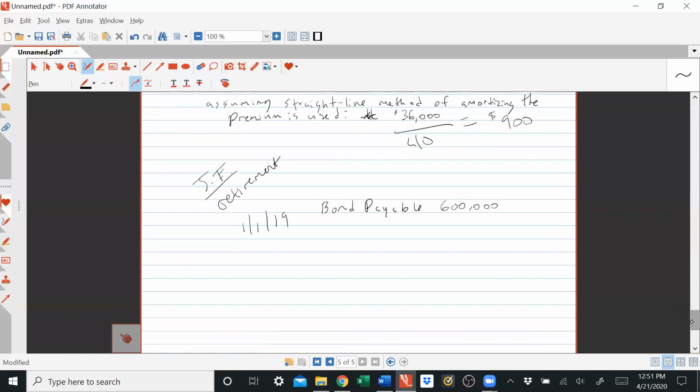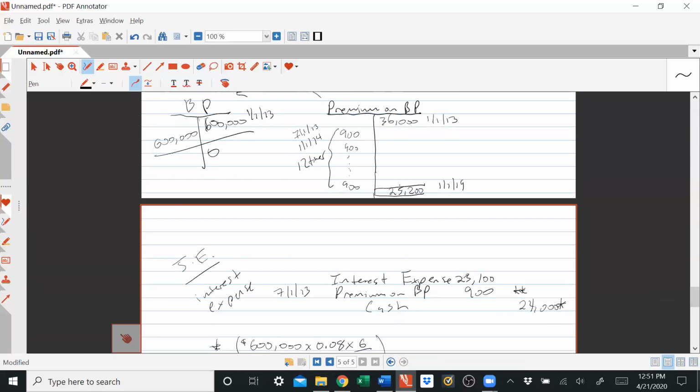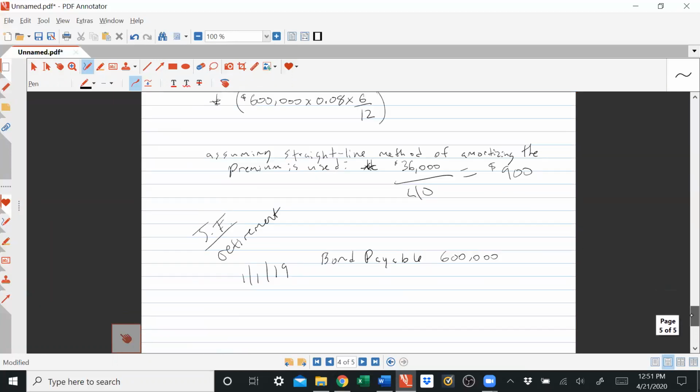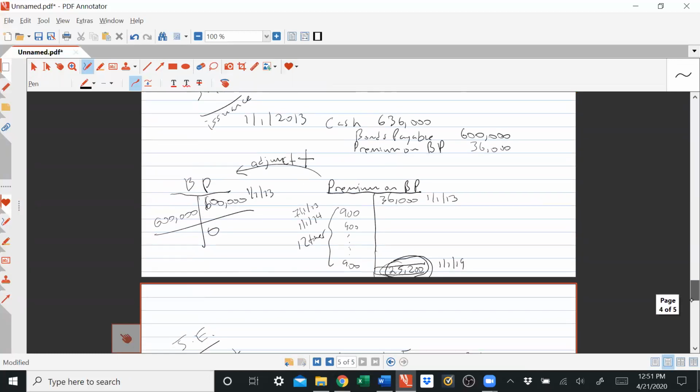We also have to get rid of whatever the balance in the premium on bond payable account is, which I'm saying is this. The answer key says it's something else. I think the answer key may be wrong unless I've messed something up. So get rid of the balance in the premium on bond payable, $25,200.